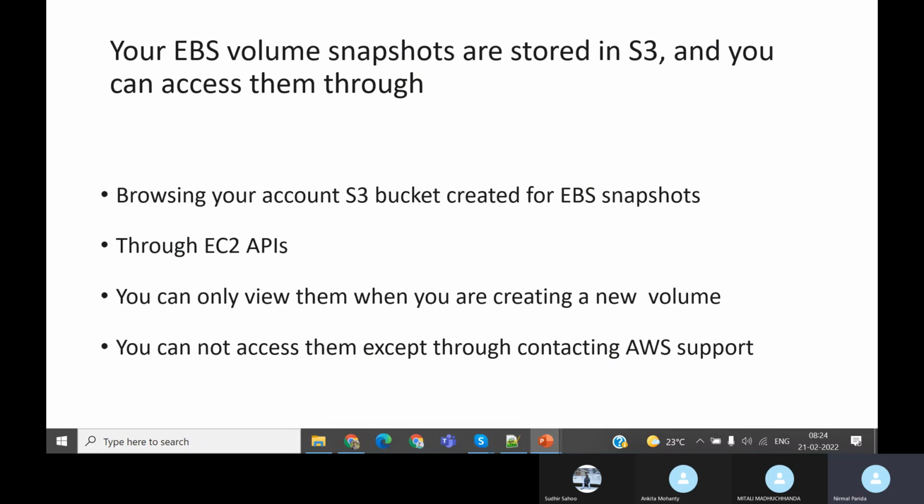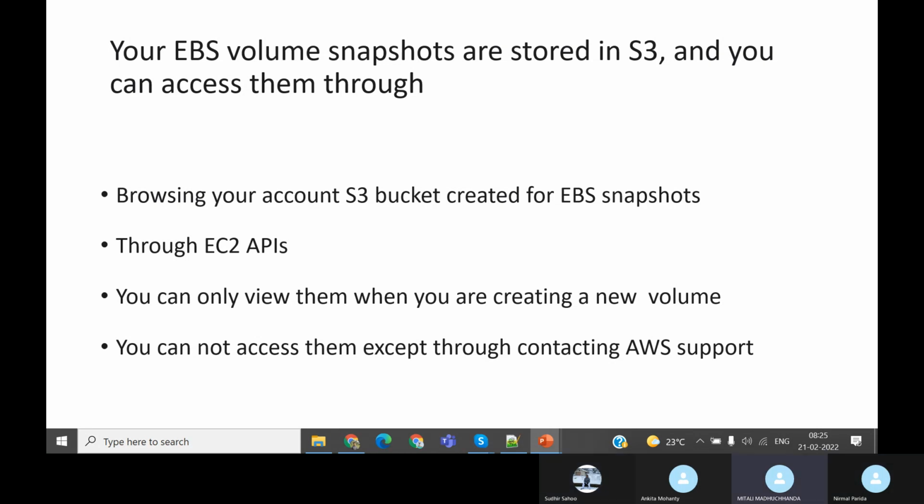Your EBS volume snapshots are stored in S3 and you can access them through: browsing your account S3 bucket created for EBS snapshots, or through EC2 APIs, or you can only view them when you are creating a new volume, or you cannot access them except through contacting AWS support. Is it option 4? How come it is 4?